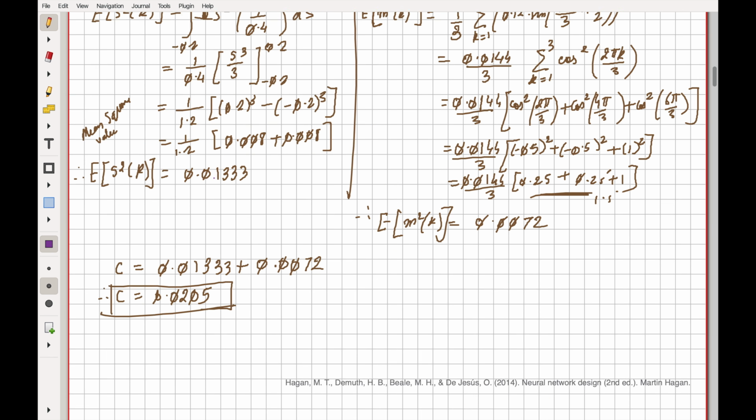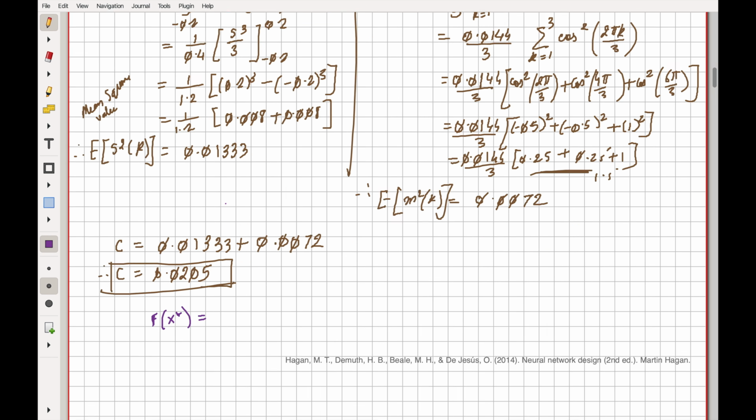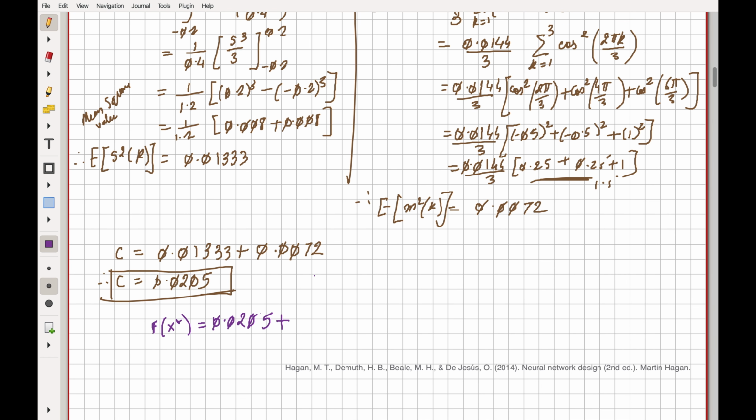And so what we have is f of x star is equal to C. So C, we know what it is. It is 0.0205. That's the value we have for C. And the next one is x transpose H.